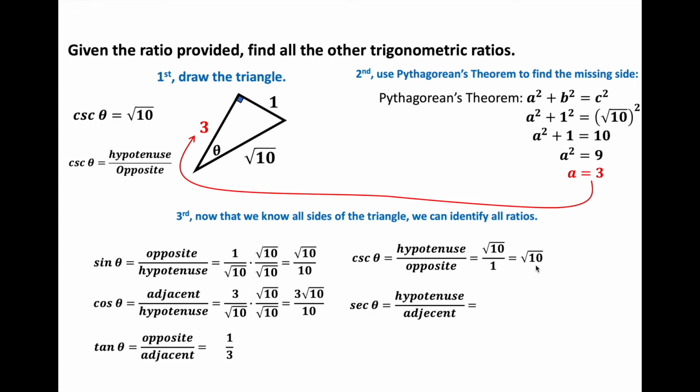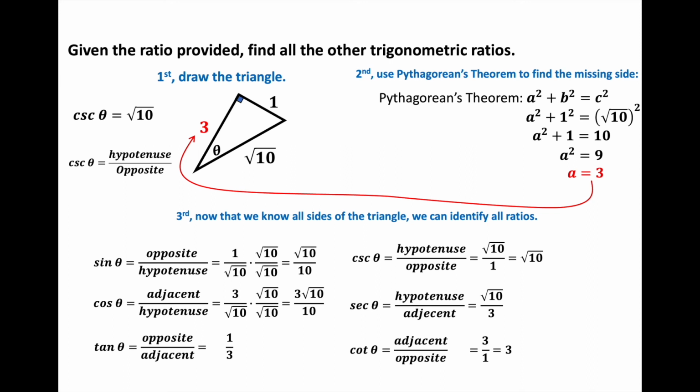On the next one, we go to the secant, which is the reciprocal of cosine. So instead of 3 over square root of 10, I'm going to go square root of 10 over 3. And that's as far as you need to go with it. Then the cotangent, same thing. We do the reciprocal, which instead of 1/3 will be 3 over 1, and 3 over 1 is just 3. So these are all of your answers on this one.